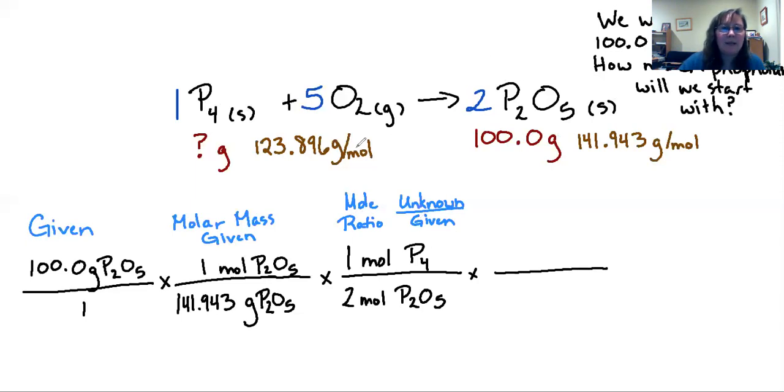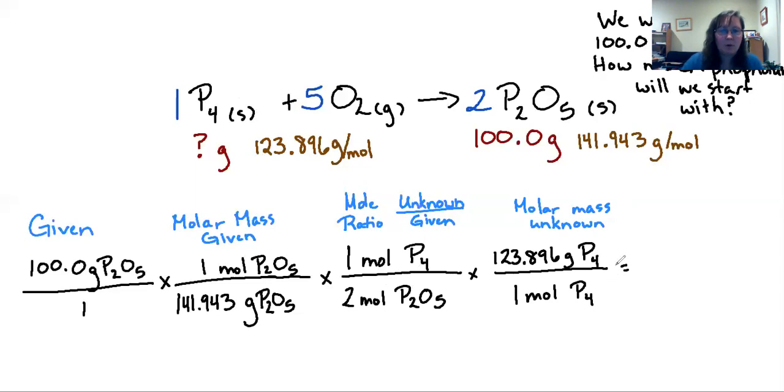And now the last piece here is going to be the molar mass of my unknown. Here I have moles of P4 on the top, so I need moles P4 on the bottom. This is also so that I can cancel out my units. And I found that the molar mass of my unknown is 123.896 grams P4 per mole P4.